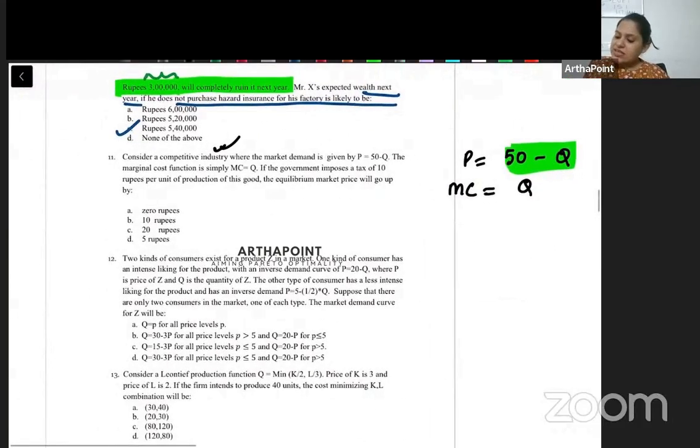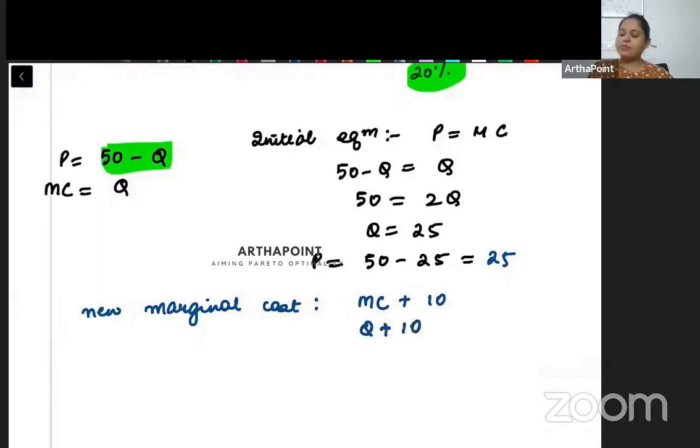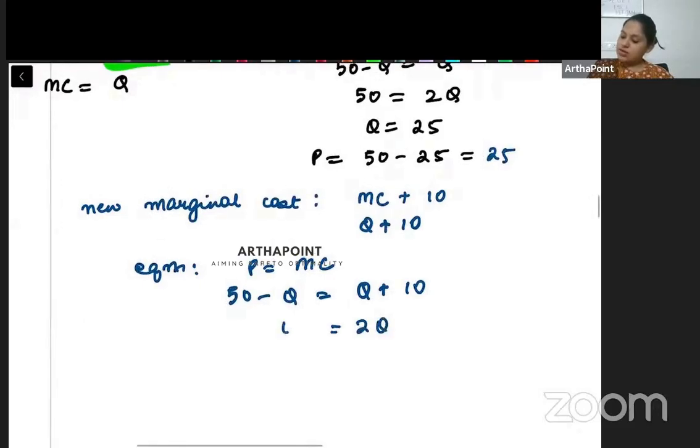Now, it says the government imposes a tax of 10 rupees per unit of production. So what does tax do? Tax will increase the marginal cost. So your new marginal cost will be the initial marginal cost plus 10. That means it will be Q plus 10. So what will be your new equilibrium? Price is equal to MC. Price is 50 minus Q. And new MC is Q plus 10. So you will get 2Q here. And this is equal to 40. So Q will be 20.